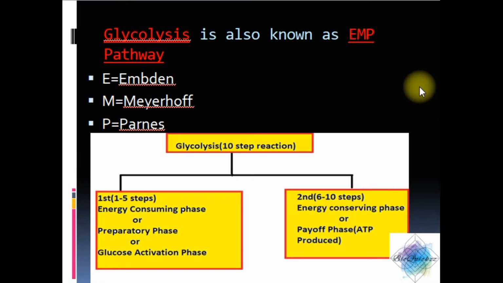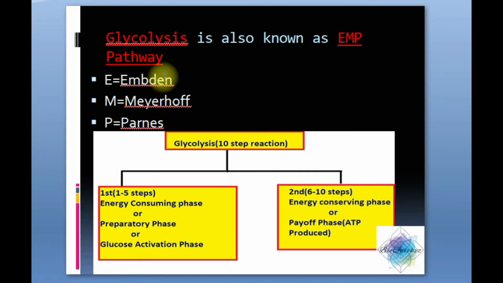Glycolysis is also known as the EMP pathway. What is the full form of EMP pathway? E means Emden, M means Meyerhoff, and P means Parnas. Glycolysis is a 10-step reaction which can be divided into two parts. First, steps 1 to 5.